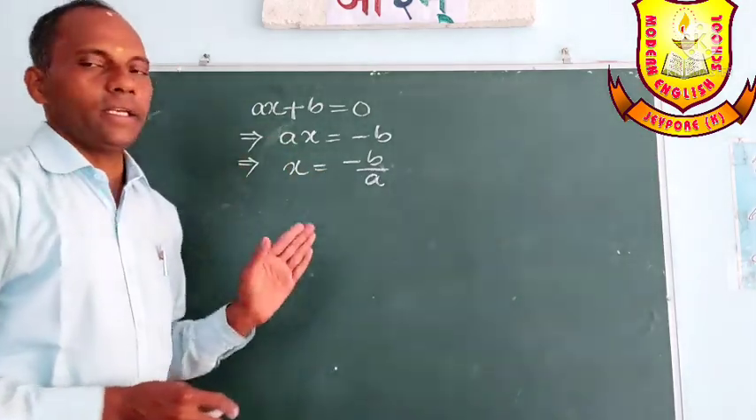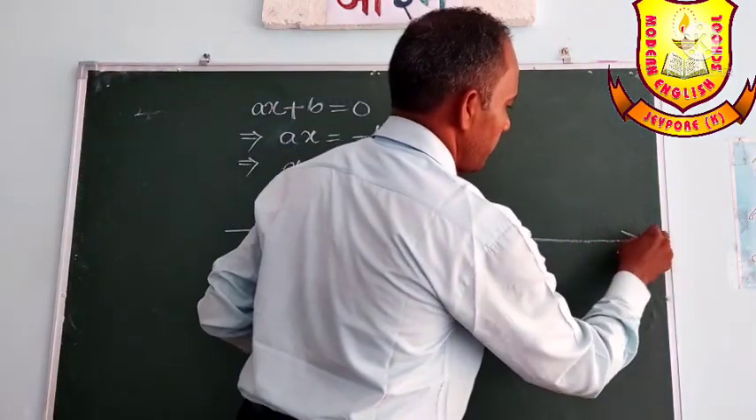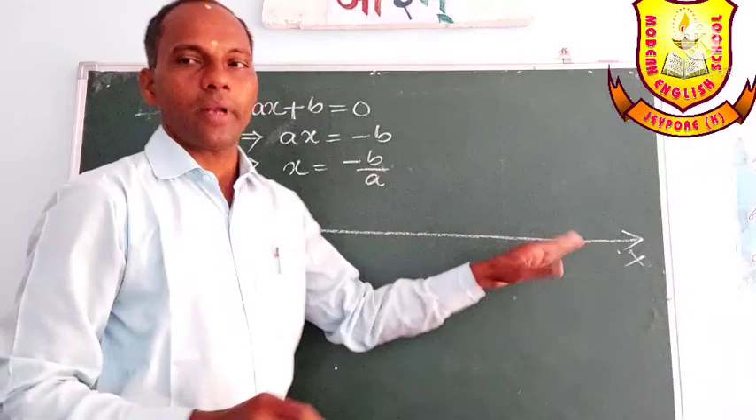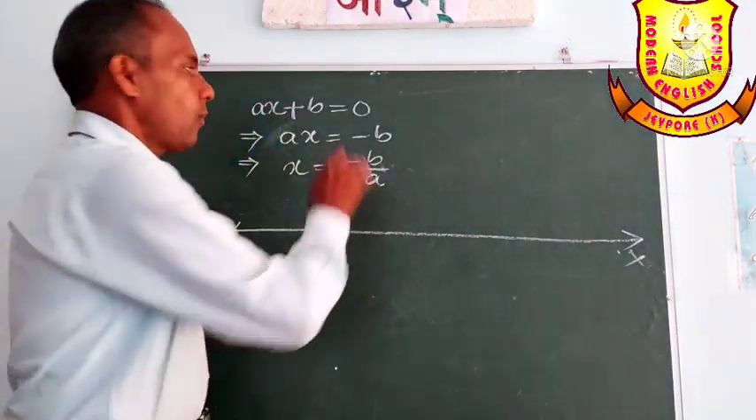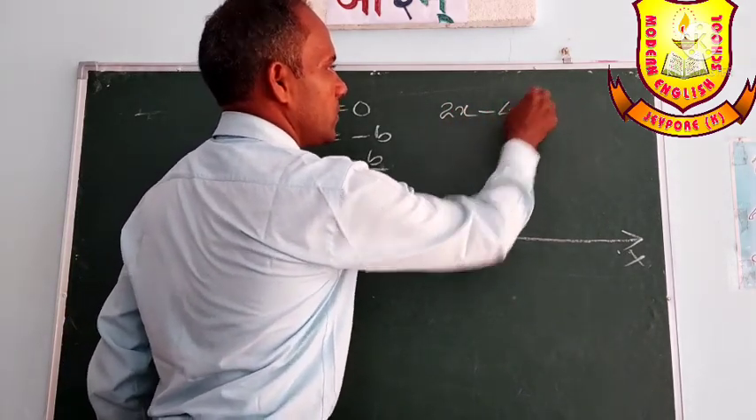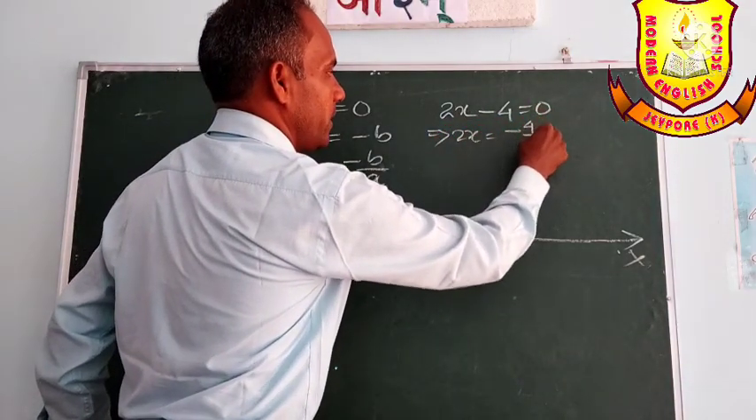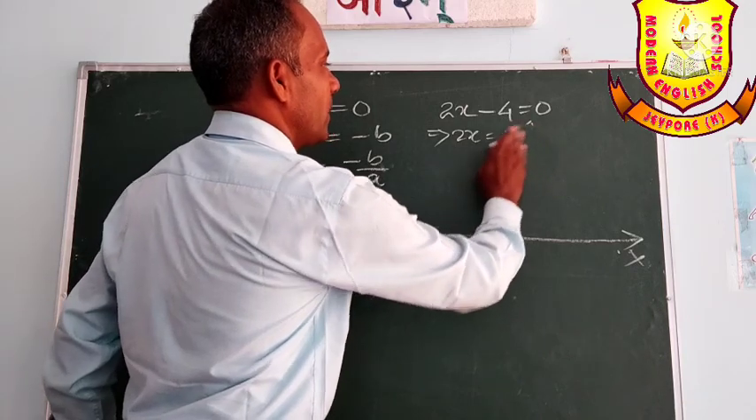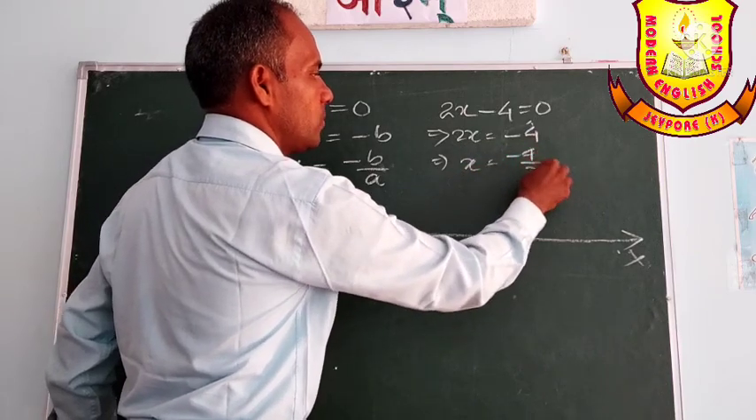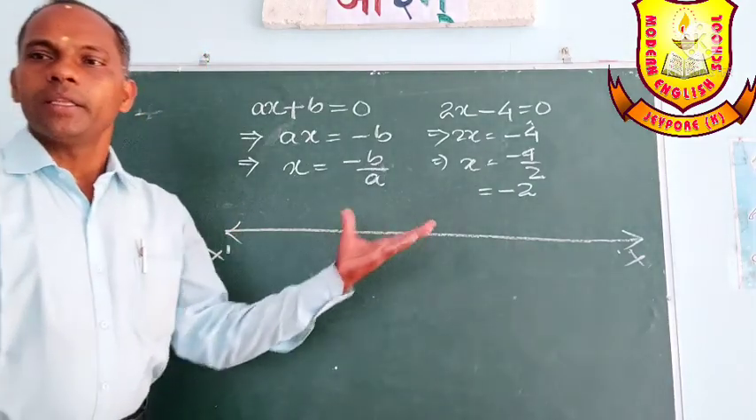If you represent it in a graph, that is, on a number line, like this. This is x dash. This is the line for the x axis. We are going to find x. One example we will take: 2x minus 4 equal to 0 implies that 2x will be equal to minus 4 by 2, that is, 2x equal to minus 4, which implies that x will be equal to minus 4 by 2, that will be equal to minus 2. So where will it be represented? This is the number line.